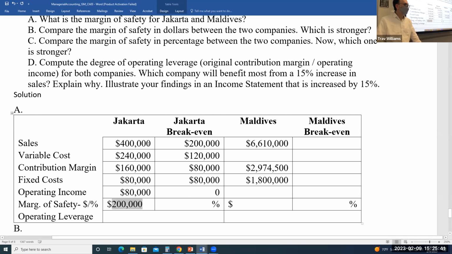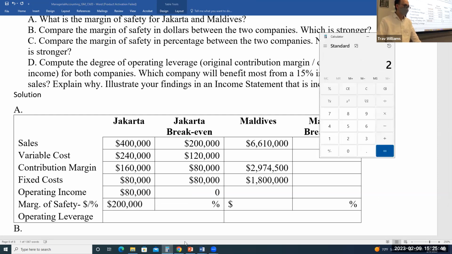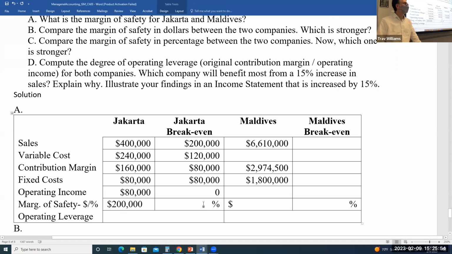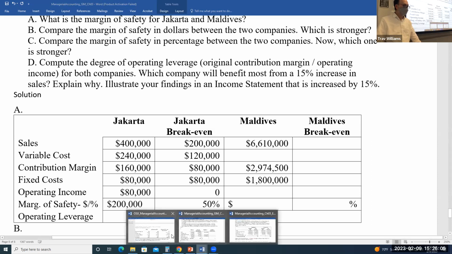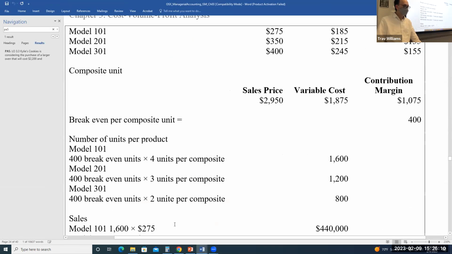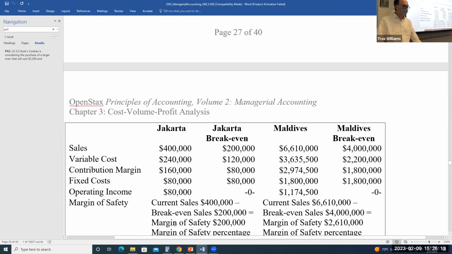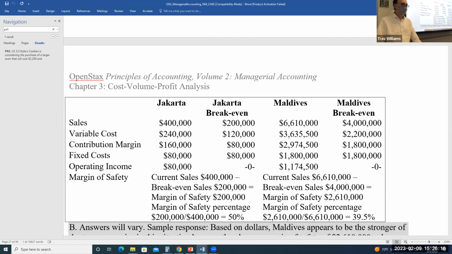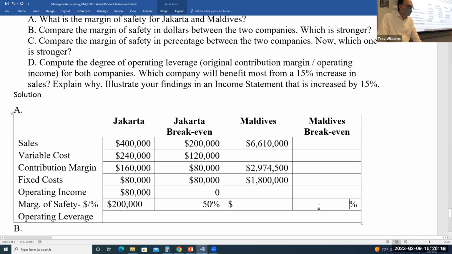If we take that number and we divide it by their actual sales, we get 50%. So their margin of safety as a percentage was 50%. Like I said, I always mess this one up, so let me make sure I'm telling you the right thing there. Is it 50%? It's 50%, good, okay. All right, so that's correct.